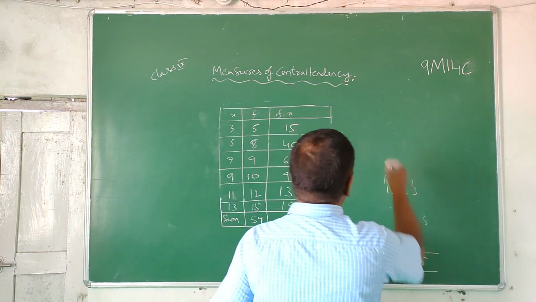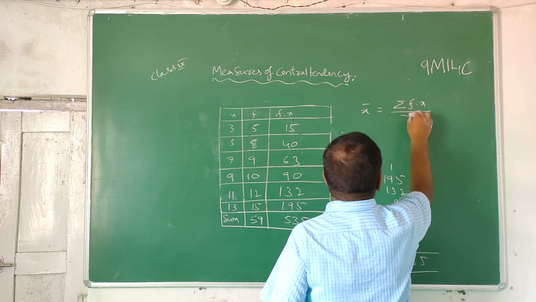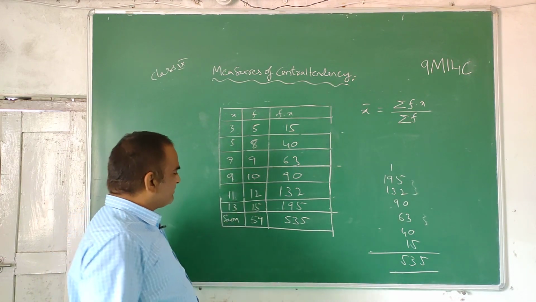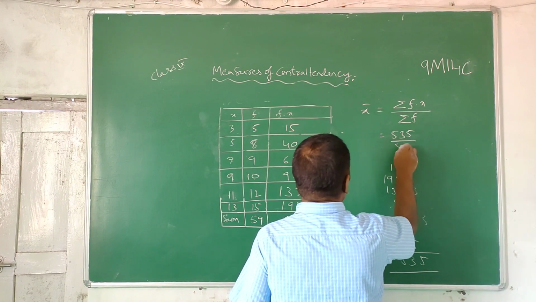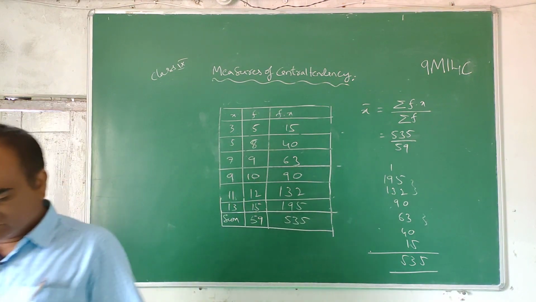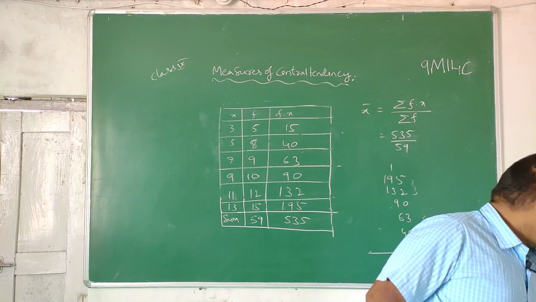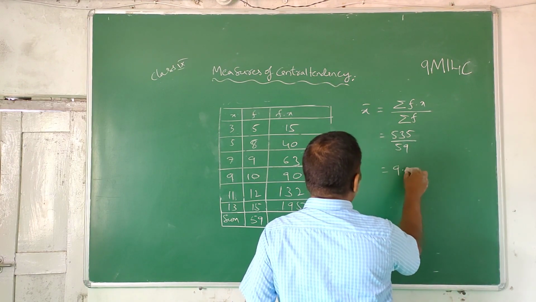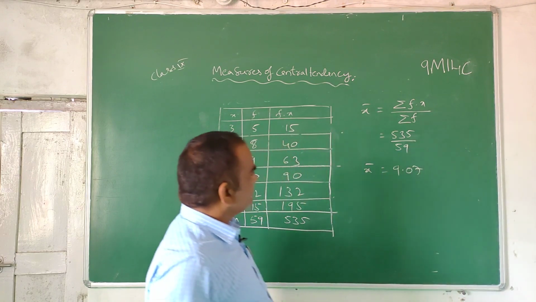So now the mean is equal to, what is the formula? Summation f into x by summation f. The sum of the products between f and x by the sum of the frequencies. Which is equal to 535 by 59. Understood? If you go for division, you get about 9.07. So this is the mean. I think you understood what the mean is.